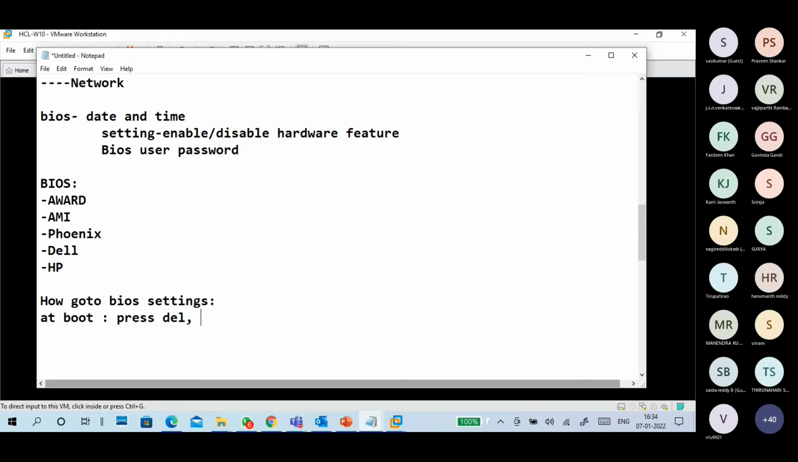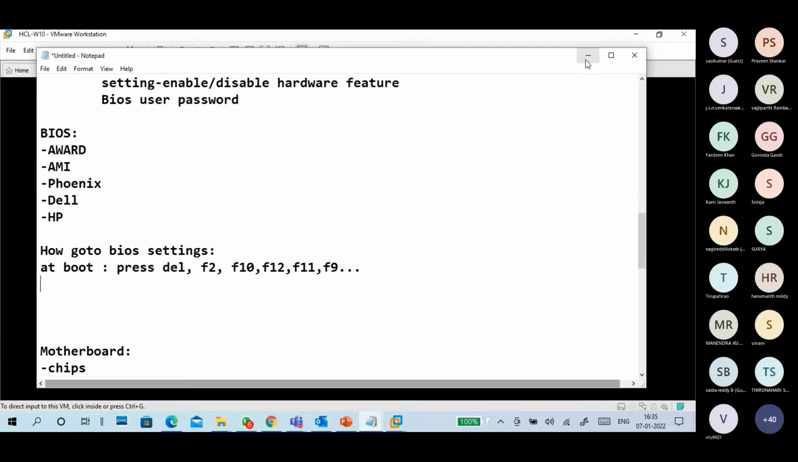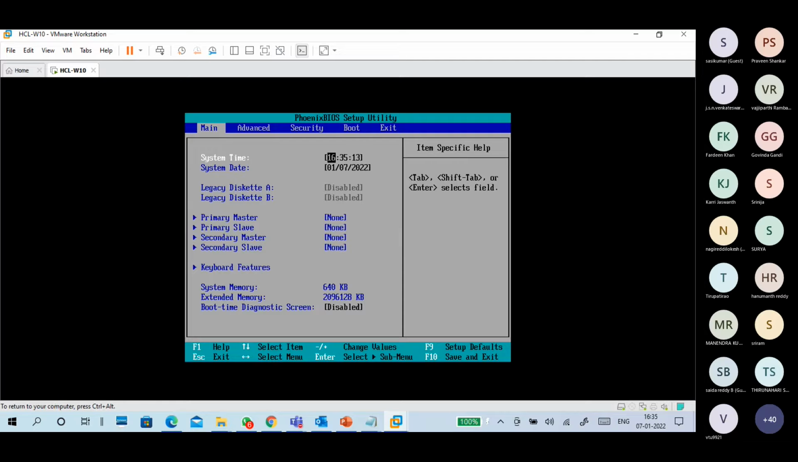But so many things have changed. Now we have F2, F10, F12, F11, F9. Different types are there, depending upon the manufacturer of your BIOS or your company. Like you purchase a laptop, sometimes you want to go with Shift F10. Okay, not always the same.